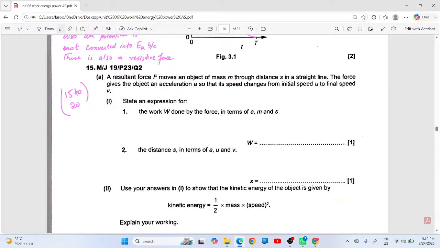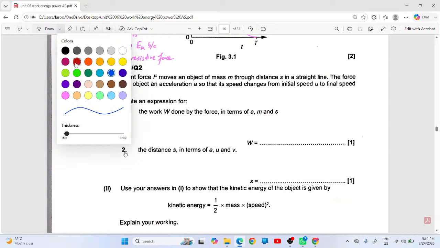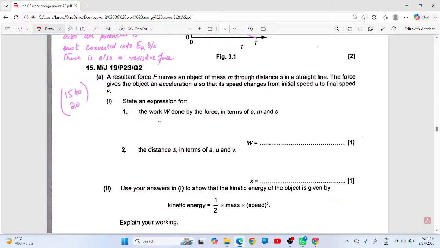So it's the object on which you are applying the force F. We know that the formula of work is F into d. According to Newton's second law, F equals ma, and d is the distance, and here the distance is s. So it equals m a s. Work equals m a s, because we have to write the answer in terms of m, a and s.